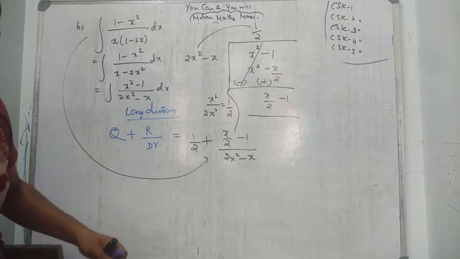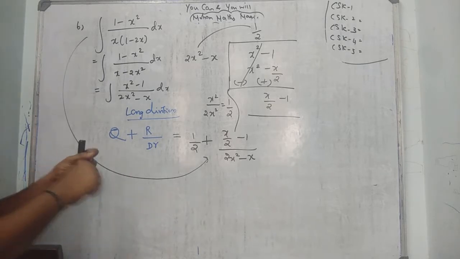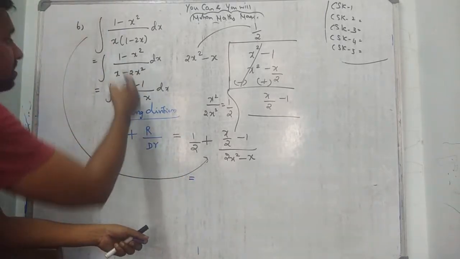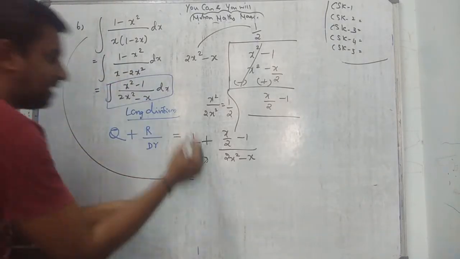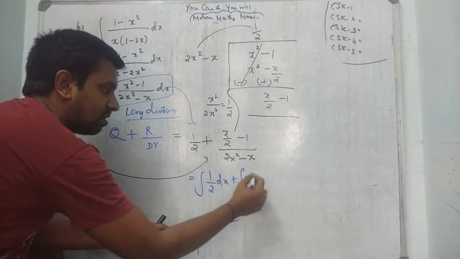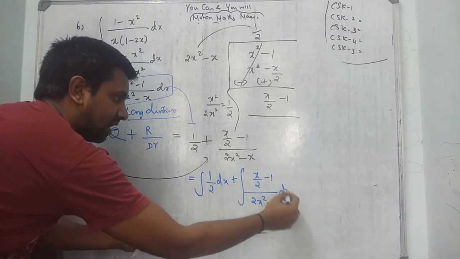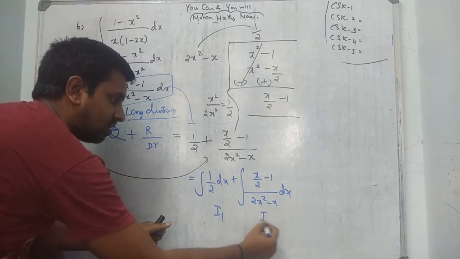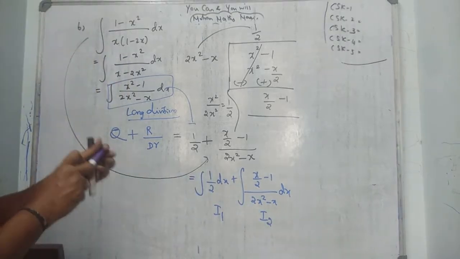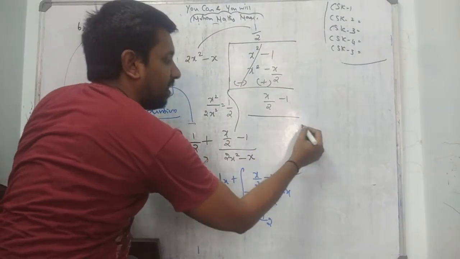So quotient plus, I've done this one right. So I1, I2, I1 as usual, I2 as usual. Therefore this question can be replaced as integration of 1 upon 2 dx, and this one, x by 2 minus 1 upon 2x square minus x dx. This is your I1, this is your I2, integration 1 and integration 2. Whenever this type is given, both will give you marks. So first one, finish it off, I1, and get the marks.